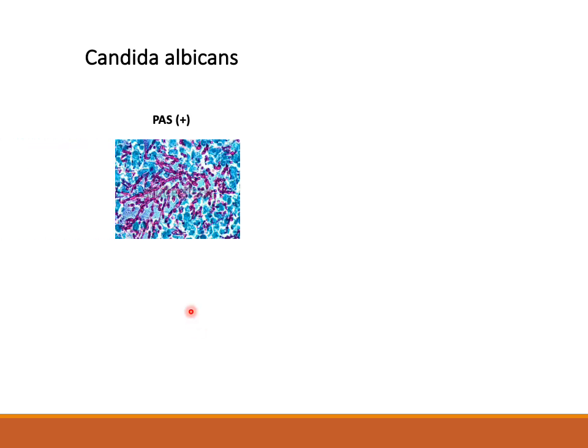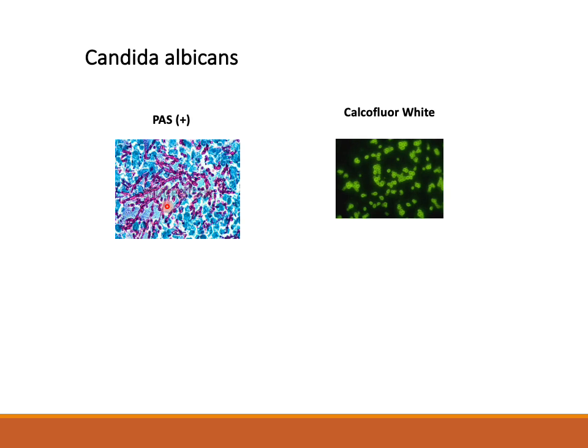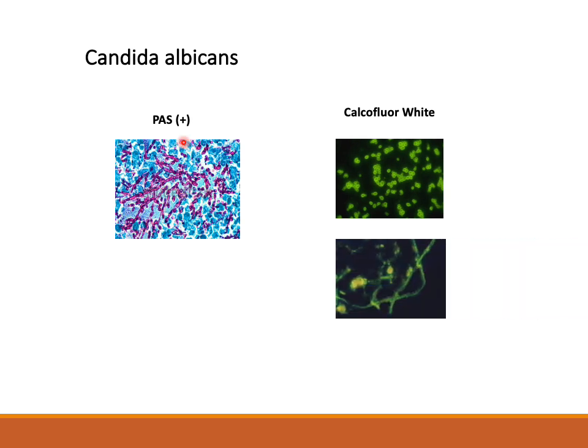So this is PAS. These fungal structures stain positive with periodic acid Schiff. Remember, a positive PAS is red in color. This is calcofluor white. These are the yeast cells, and these are the pseudohyphae, right? And as I had mentioned, this has to be viewed under the fluorescent microscope.